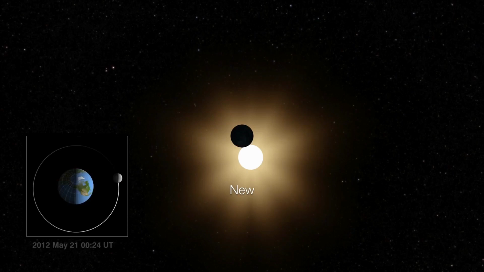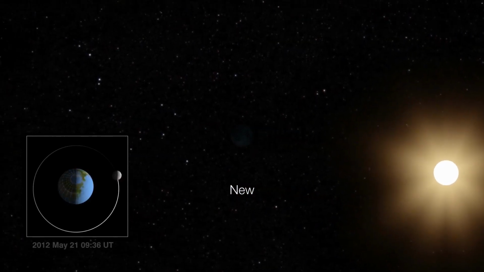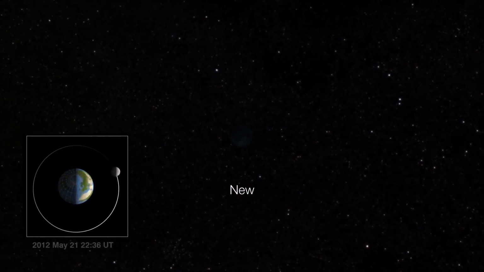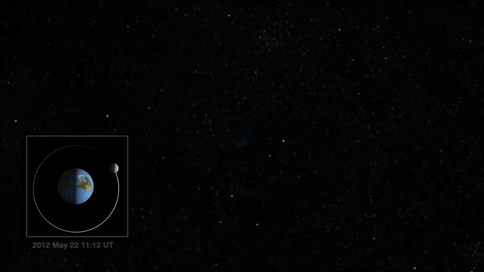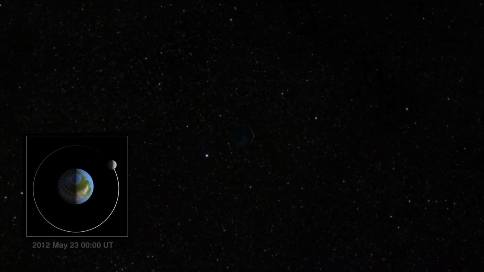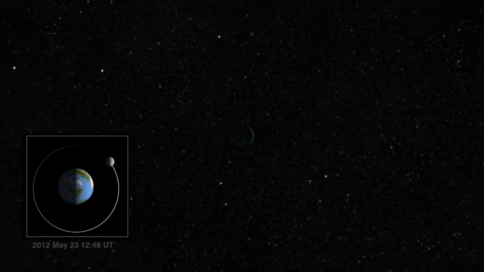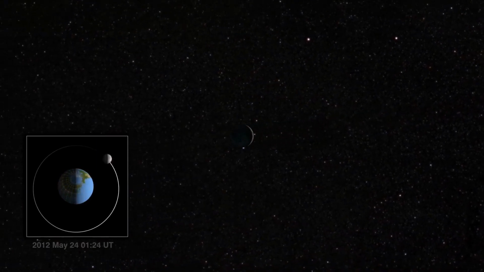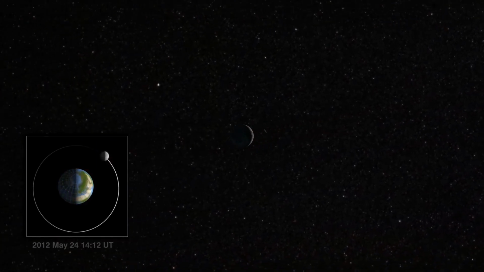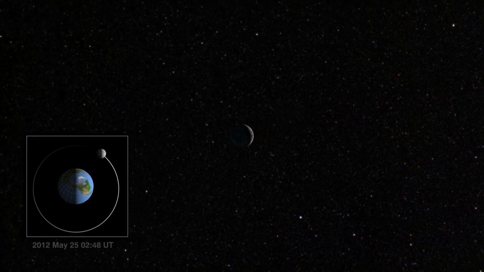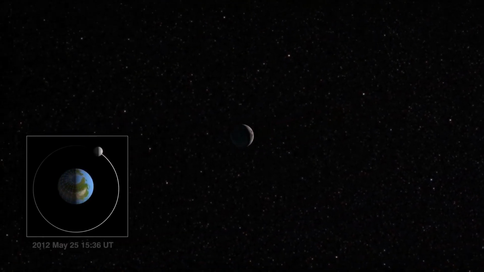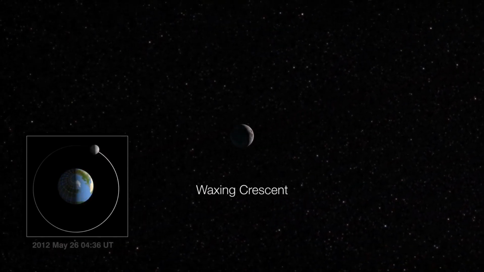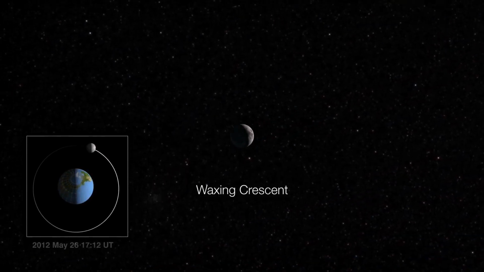Let's just watch the Moon revolve around the Earth through one complete lunar cycle. So here we're in the new phase. We simply don't see the Moon, but you notice that as the Moon makes its way to about the 1 or 2 o'clock position in the inset, we're beginning to see just a little sliver of that illuminated side. So this is the waxing crescent.